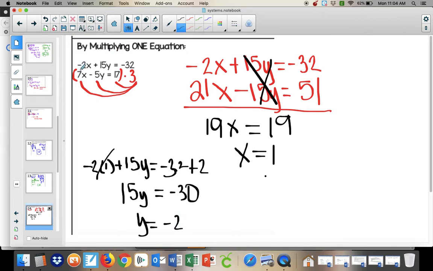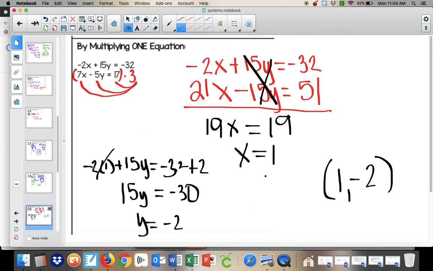Let's quickly check. So when I plug this back in, negative 2, and then this would be negative 30 is negative 32. Then 7 times 1 is 7. Negative 5 times negative 2 is 10. 7 plus 10 is 17. So 1, negative 2 is our final answer.